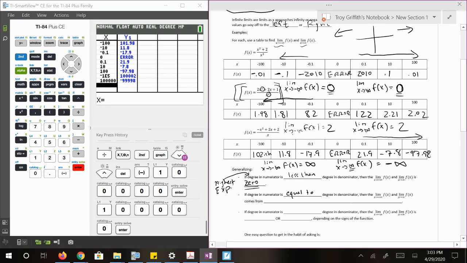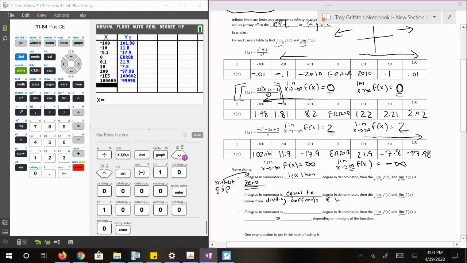It comes from, I'm going to write this down and then we'll think about what it looks like on this problem. It comes from dividing the coefficients of the highest powers. Okay, it comes from dividing the coefficients of the highest powers. And here's what I mean by that.